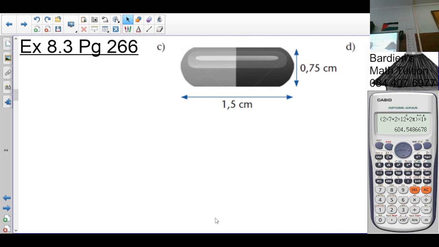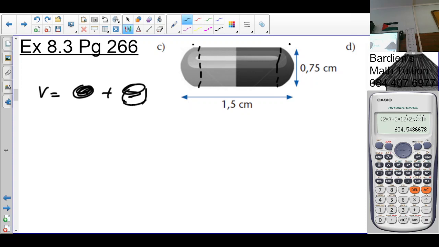C. We're looking at C. Here we can see we have a capsule, no? So what are our shapes here? There's a cylindrical shape, not so? And 2 hemispheres, which make 1 sphere. Not so? That's what I see. So if I cut this here, then you've got your 2 hemispheres. So the volume is going to be a sphere plus your cylindrical shape.